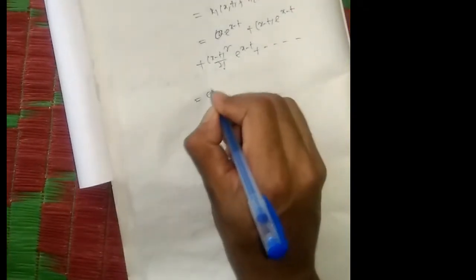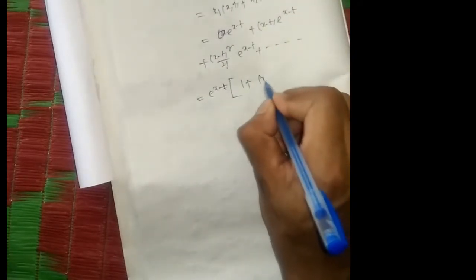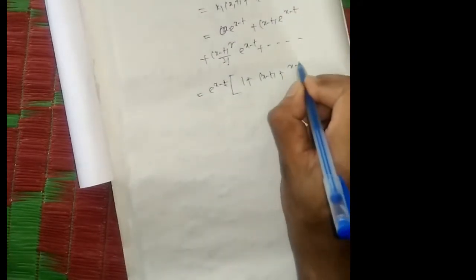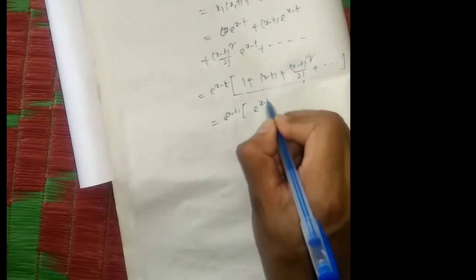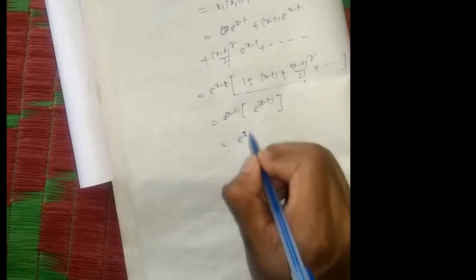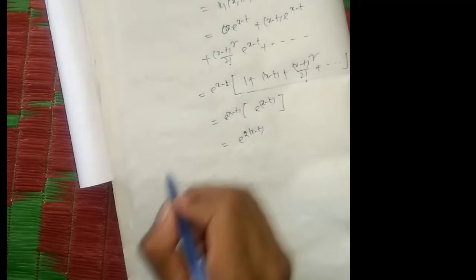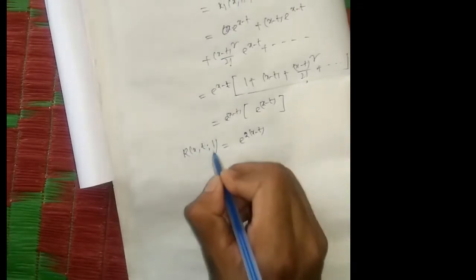Okay, if we take e to the power x minus t common, then we get 1, (x minus t), (x minus t) squared by 2 factorial, and similarly others. So this is a known series. This is nothing but e to the power (x minus t), so we get e to the power 2(x minus t). So this is our resolvent kernel, corresponding to lambda equal to 1. So obvious.